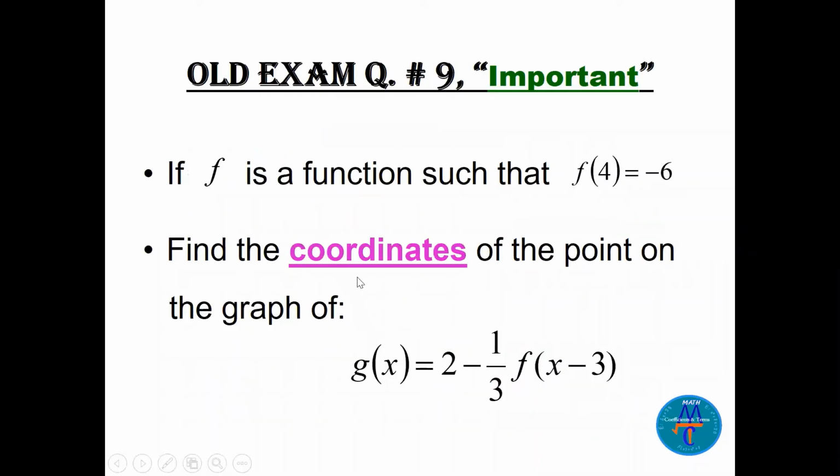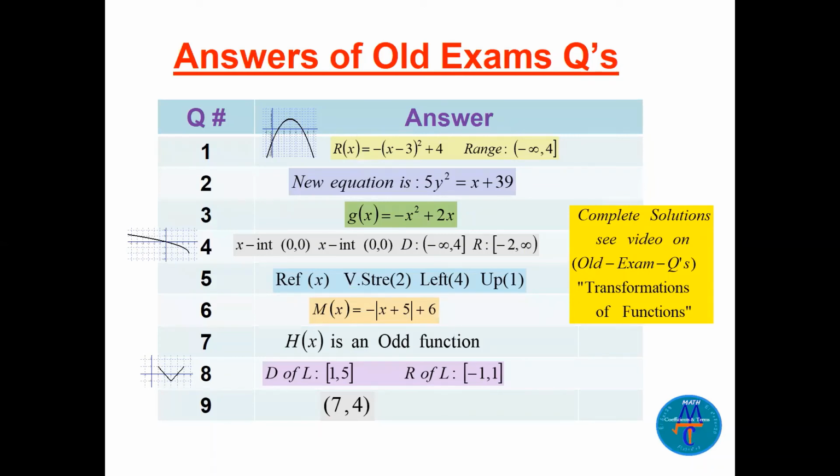Number 9, the same idea where we have 1 point. f is a function such that f of 4 is equal to minus 6. Find the coordinates of the point on the function g, 2 minus 1 over 3 f of x minus 3. So make all these transformations to this point, the point 4 and minus 6. See what will happen to this point. And now, in the last slide, you will find the answers of these 9 questions. Only the final answers, for sure with nice colors.